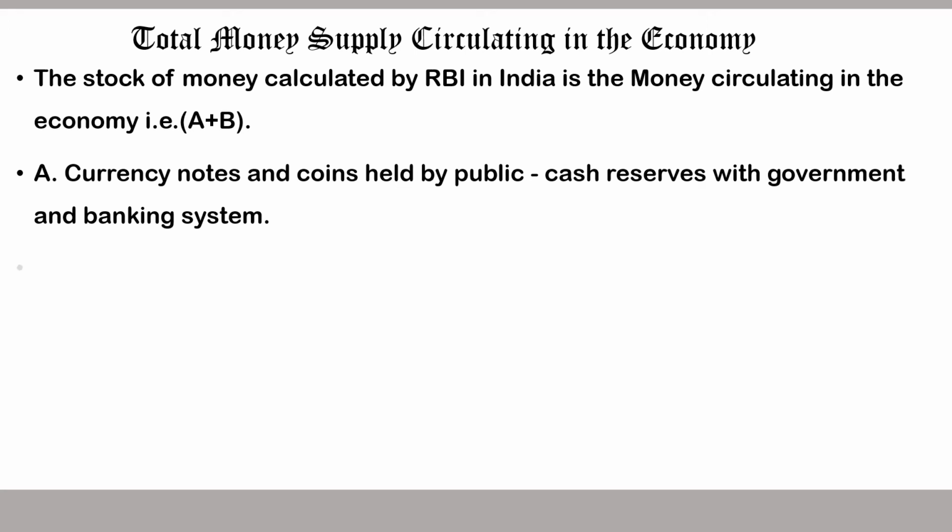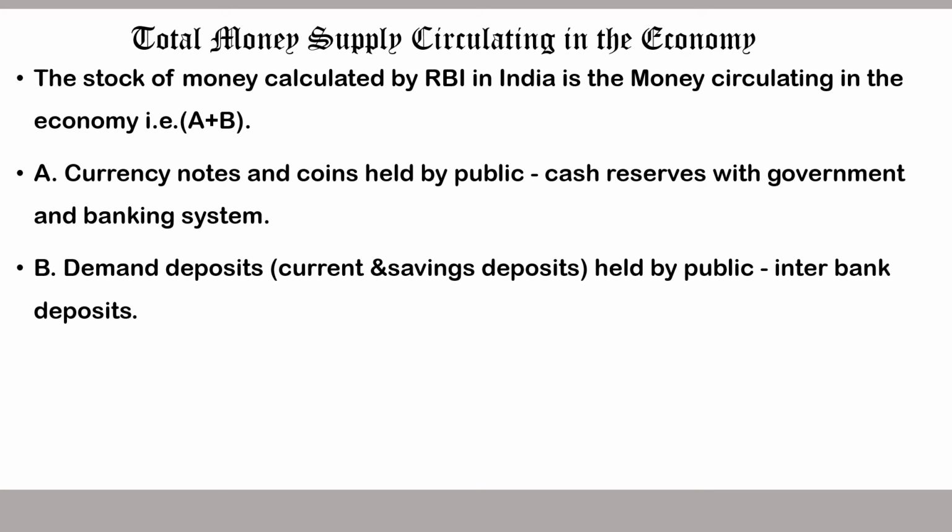Firstly, RBI includes currency notes and coins held by the public, subtracted by cash reserves with government and the banking system. The second component consists of demand deposits or the withdrawable deposit portion of current and saving deposits held by the public, subtracted by interbank deposits or demand deposits which one bank keeps with the other bank in the economy.